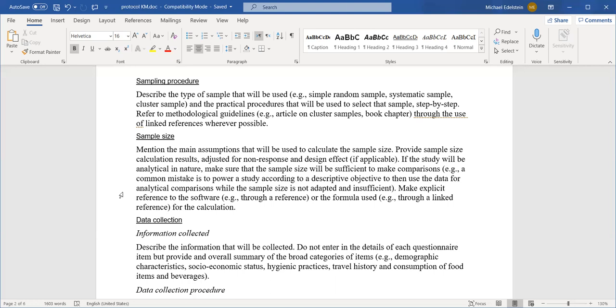So this is sampling, not randomization. This is just the sampling. This is how you choose the people. If you're doing a quantitative study, you should try and avoid purposive sampling or convenience sampling, which is not always possible.